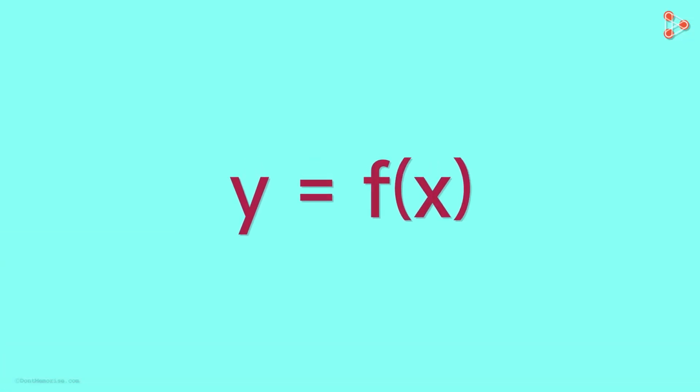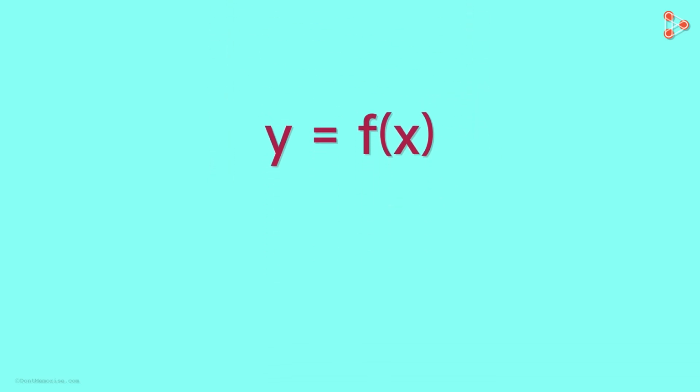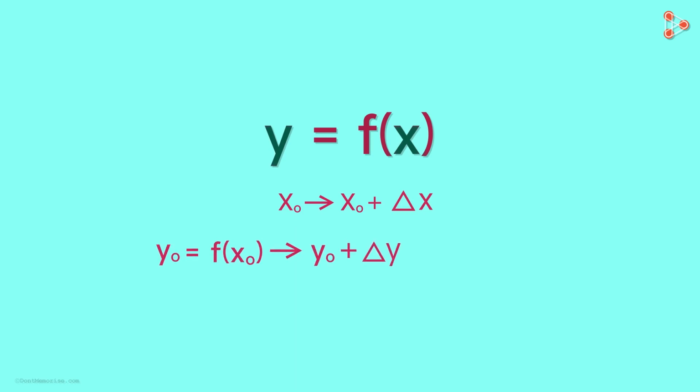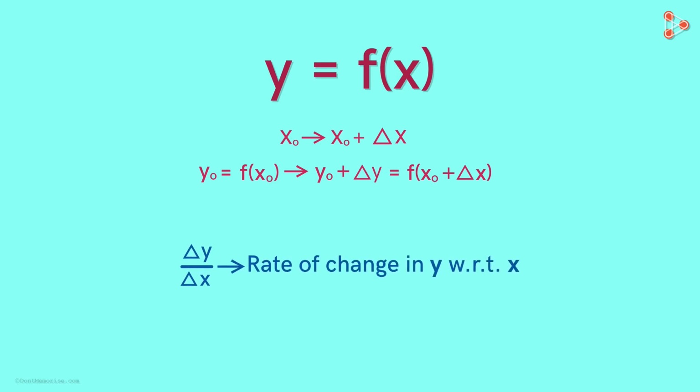Previously, we saw what we meant by a function between two variables, x and y. A function tells us how the value of one variable depends on another variable. So if the value of x changes from x0 to x0 plus delta x, then the value of y will also change from y0 to y0 plus delta y. Now look at this ratio, delta y over delta x. It tells us the rate at which the value of y changes in proportion to the change in x.